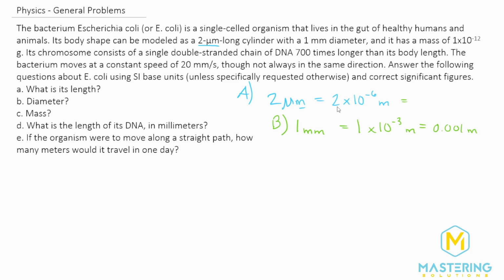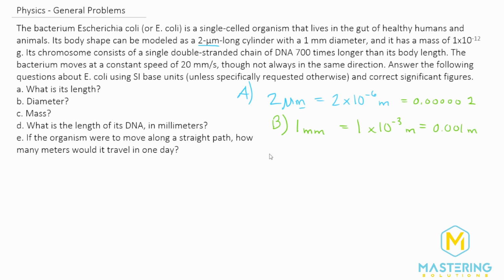This one, you can move the decimal place over 6, which would give you 5 zeros. 1, 2, 3, 4, 5, and 6. So you could also do it this way. I feel like it's way easier just to convert what this stands for. So 2 times 10 to the negative 6 and 1 times 10 to the negative 3 meters.